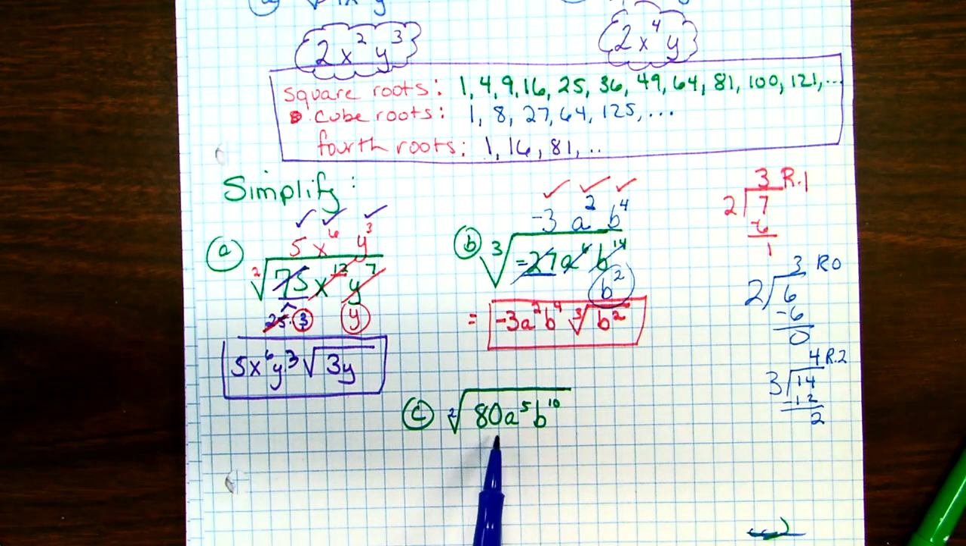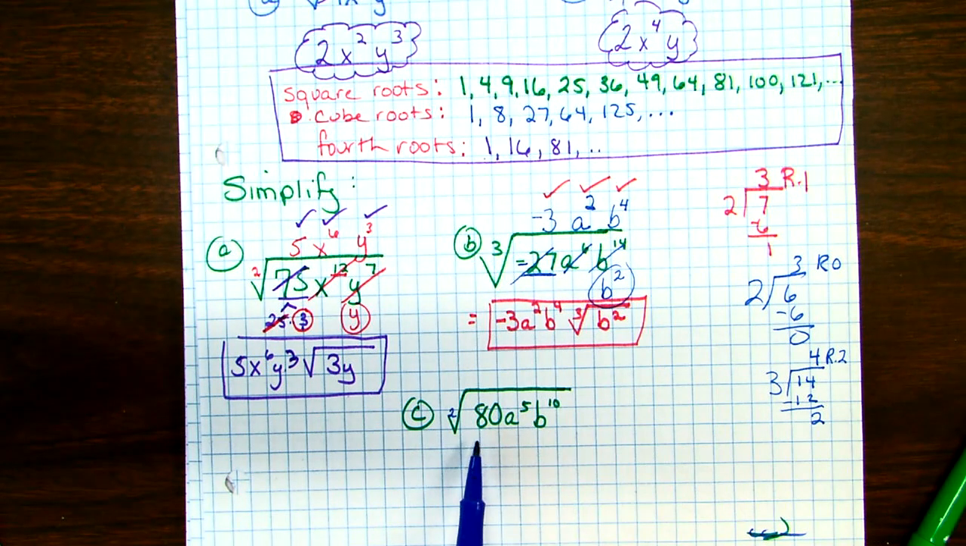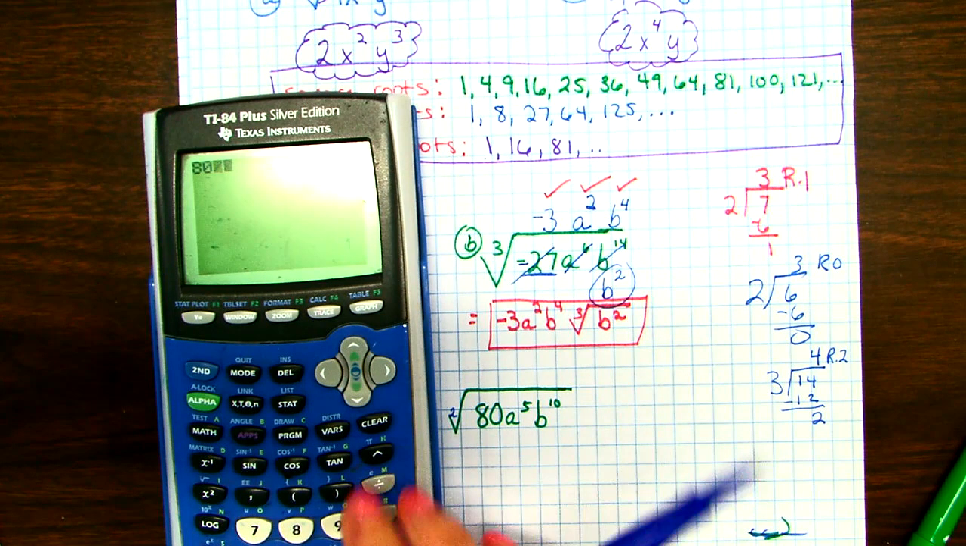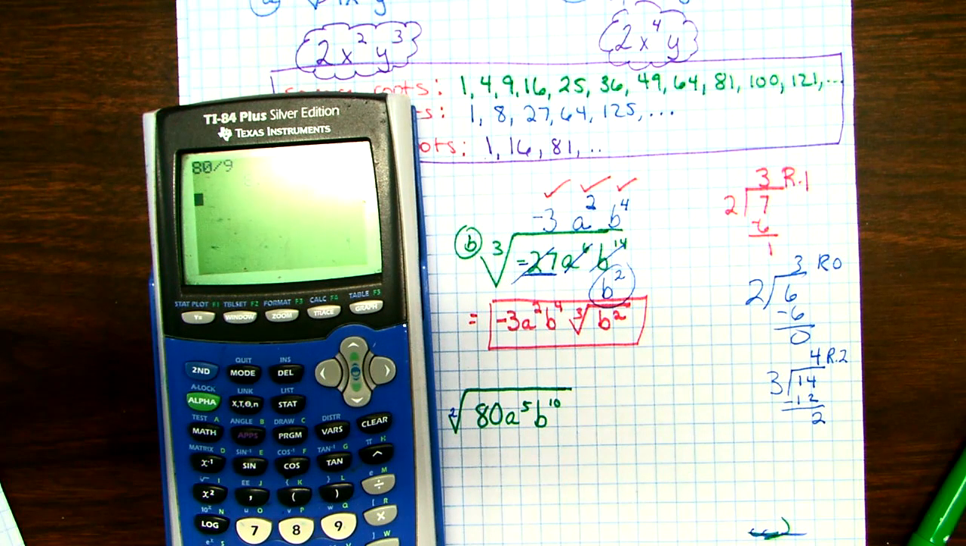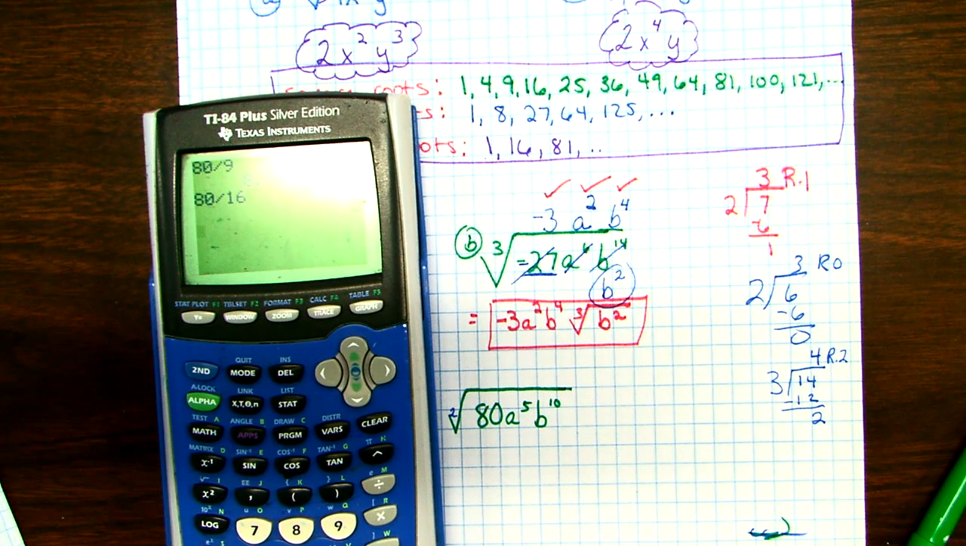Like 4 goes into 80. 4 times 20. But I know that I don't want to use that because 20 has 4 in it as well. So we would have to do the reduction twice. That means there must be a bigger number in this list that goes into 80. And sometimes I don't know either. Sometimes I just pick up my calculator and I start dividing 80 by different numbers. 80 divided by 9. Nope, can't be that. 80 divided by 16. There it is, 16 and 5.